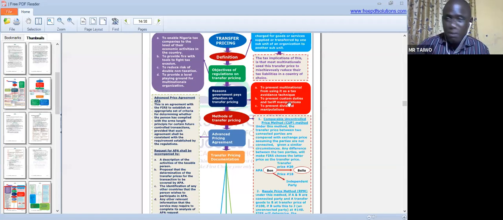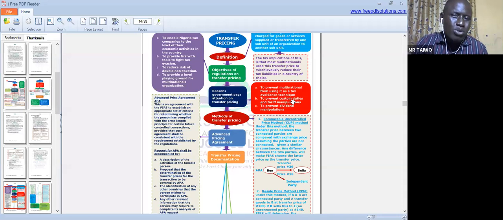Why does the government normally pay attention to that area of transfer pricing? Because sometimes the multinational can decide to use transfer pricing techniques to manipulate their tariff and customs duties. You know, if you are bringing anything from abroad into Nigeria, it has to pass through either the seaport or the airport. Now, in the seaport, there will be a Form M that will contain all the goods you are bringing in.